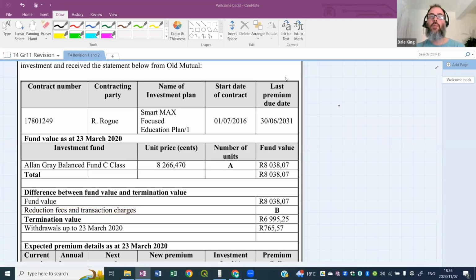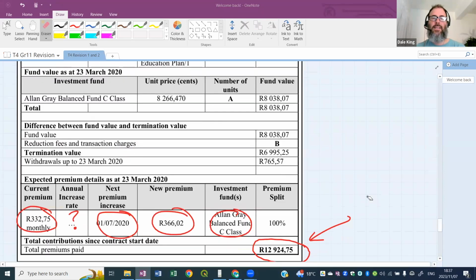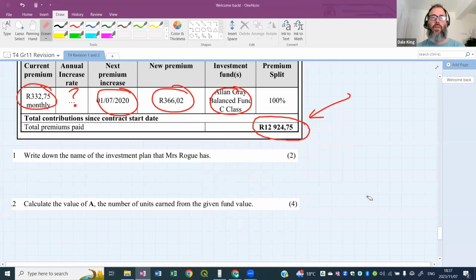Old Mutual is the company that she's investing in, but the plan's got a special name. Yes, Smart Max. It's this one here. All right. Smart Max Focus Education Plan. That's the one. That's the name of the investment plan. Yes, well done to you all. Good. 2 marks in the bag. Nice and easy. Very good.